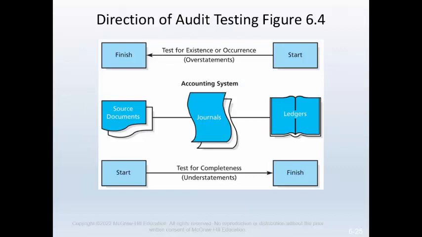This diagram illustrates the concepts of direction of testing, either from right to left, which is for existence or occurrence, or from left to right, which tests for completeness.